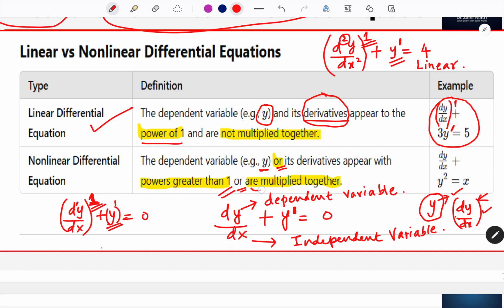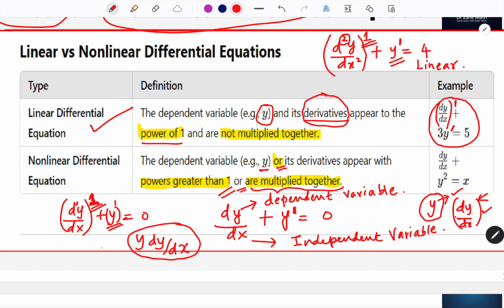Not only this, up to this we finished. Let us go for this one: or multiplied together. What do you mean by multiplied together? Suppose there is an equation in which y and dy by dx are multiplied. If this situation comes also, then it is non-linear.